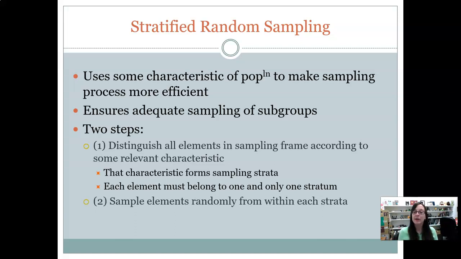Then you're going to sample elements randomly within each strata. So you've got multiple strata, and we've got all of our high-risk offenders, all of our medium-risk offenders, and all of our low-risk offenders. And then we're going to do random sampling from each of those three groups. But we're going to know we want so many high-risk, so many medium-risk, so many low-risk to come up with our final sample. So we're just going to choose to make sure we get the right number of each of those, based on that characteristic of risk level.